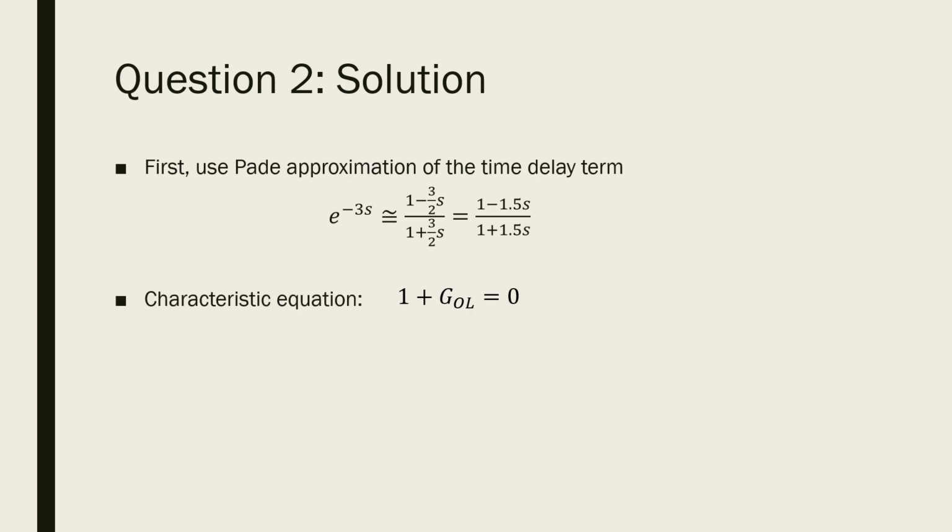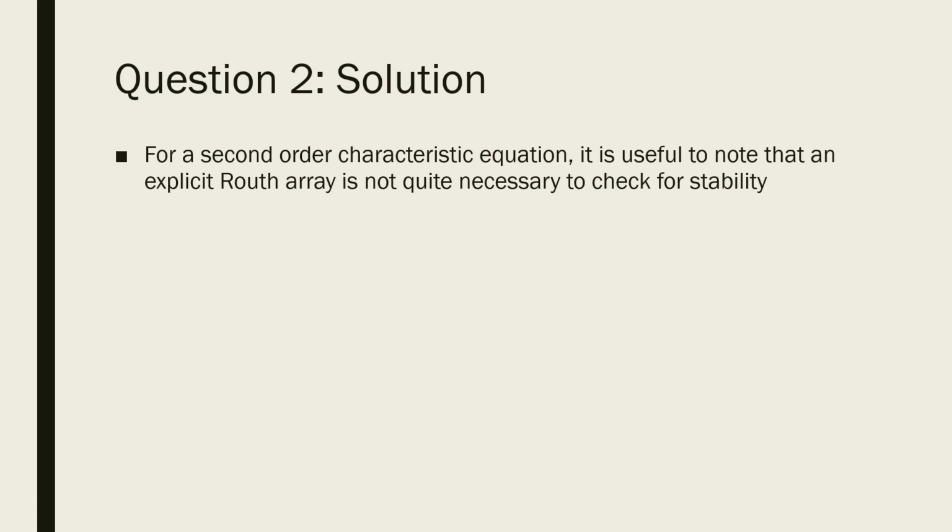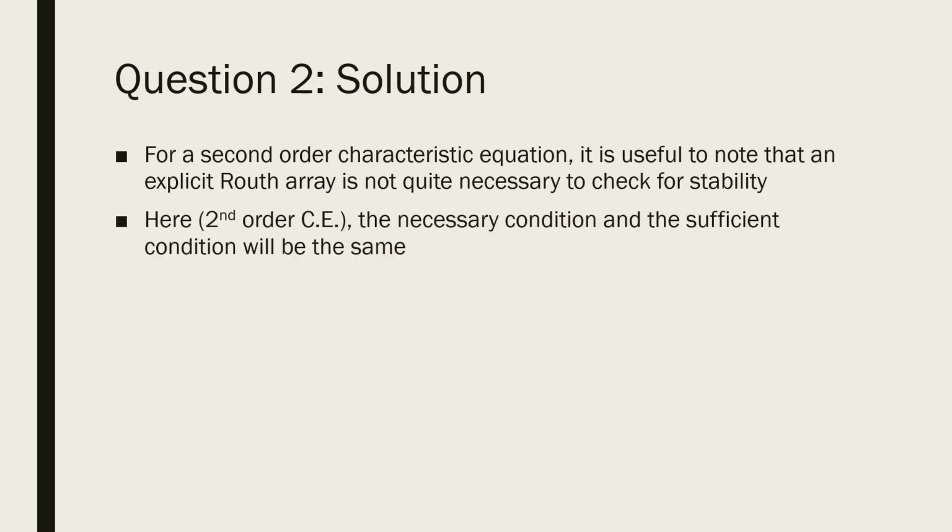Then the characteristic equation is given by 1 plus the open loop transfer function equated to 0. This is further simplified to obtain a quadratic equation in S. It is useful to note that for characteristic equations which are quadratic equations in S, it is easy to solve for the stable controller settings without the use of a Routh table, because the necessary condition acts also as a sufficient condition.